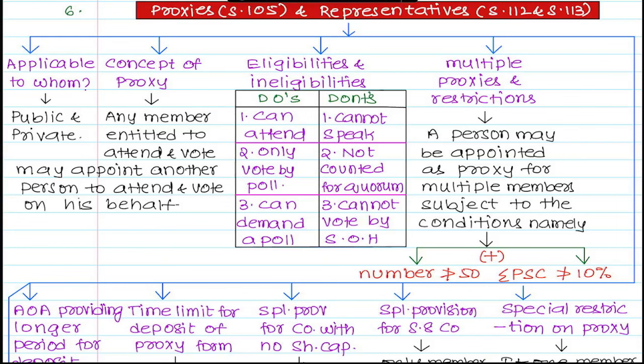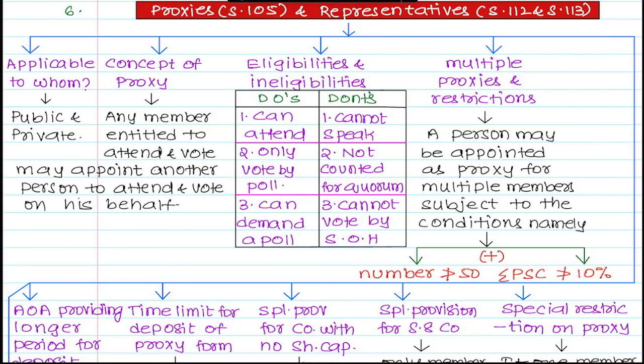Proxy can attend. Can demand a poll. Can vote by poll. But proxy cannot speak. Not counted for quorum. That's why in the quorum concept we have written PP. What is PP there? Personally present only will be taken. Proxies are not allowed in quorum. Next, cannot vote by show of hands. Logic is there, science is there, but I am not at all interested to discuss now. Okay, understood the concept clearly?